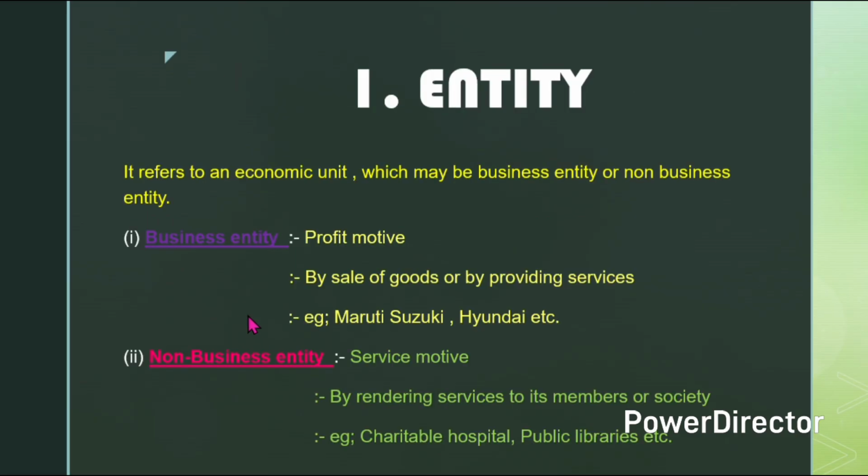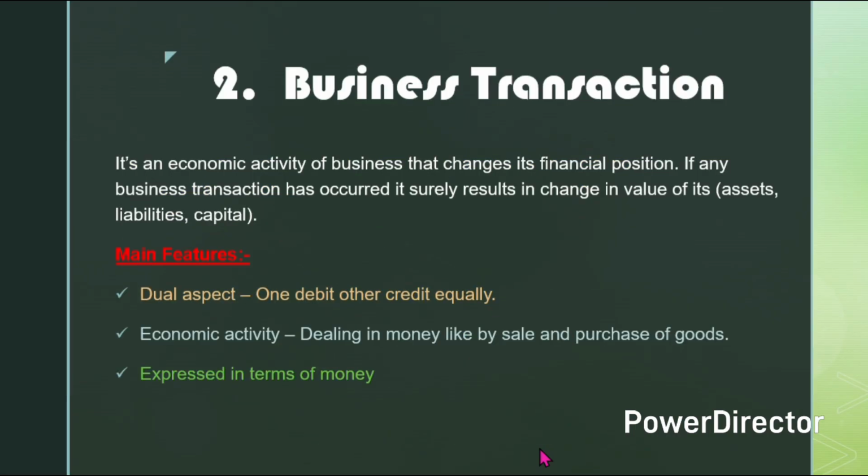First, we have entity. An entity is an economic unit. It can be a business entity or a non-business entity. First, let's see business entity. Its goal is to earn more and more profit by sale of goods and by providing services to the customers. For example, a business entity can be Maruti Suzuki, Hyundai, Samsung, etc. Second is non-business entity. Its goal is to provide services to people, not to earn profit. For example, charitable hospitals, public libraries, etc.